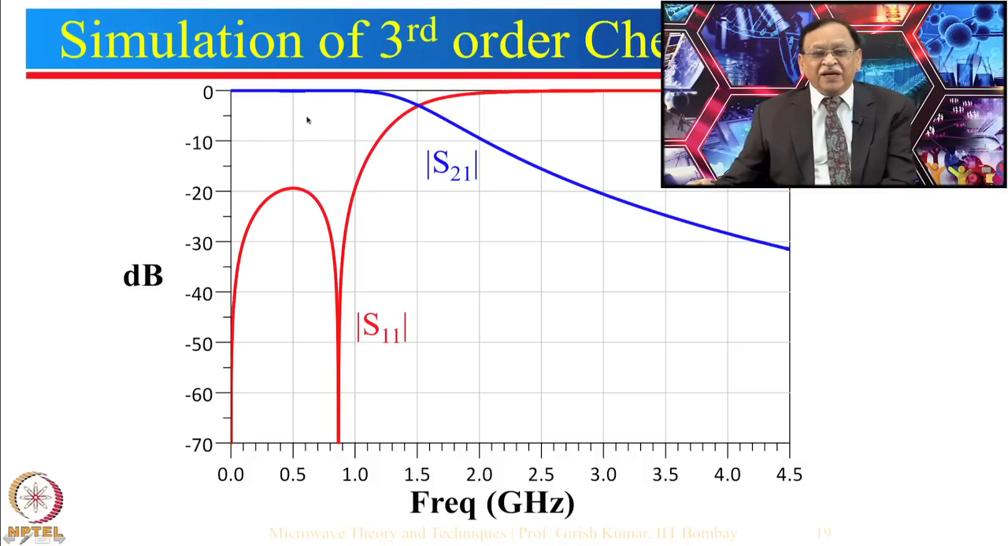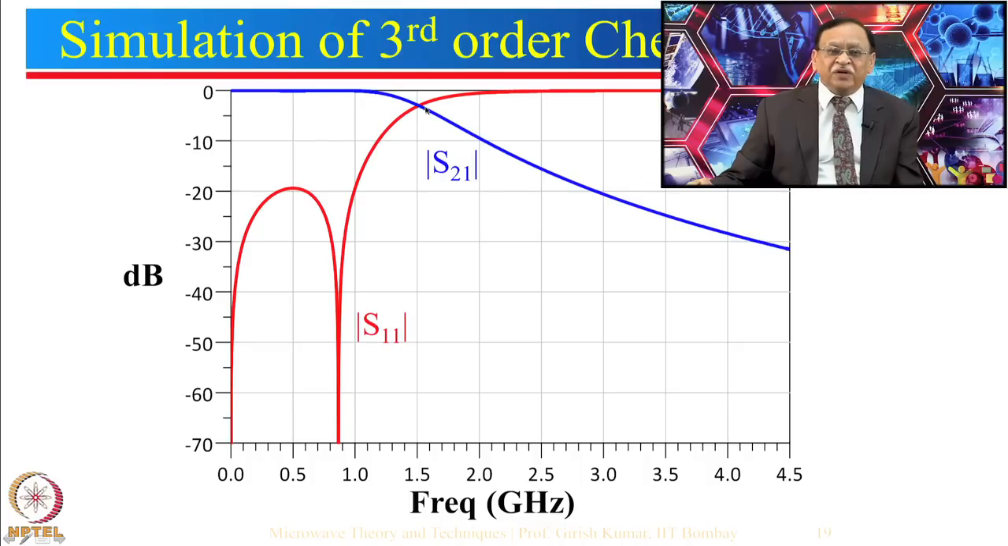Now, again I want to mention that we had designed this filter at 1 gigahertz. Do not look at the crossover point, because the crossover point corresponds to about minus 3 dB. Remember, we had designed this for 0.05 dB ripple. So, corresponding to this 1 gigahertz is where that 0.05 dB ripple comes into the picture, and that is how the response is.